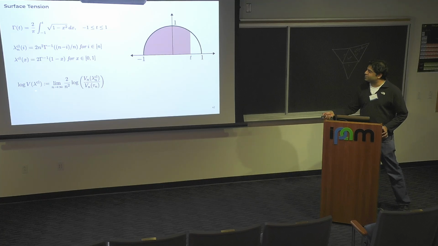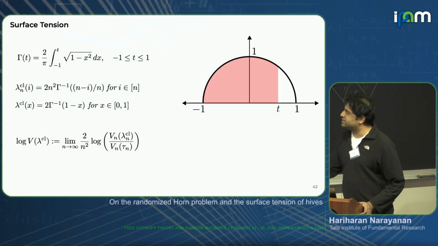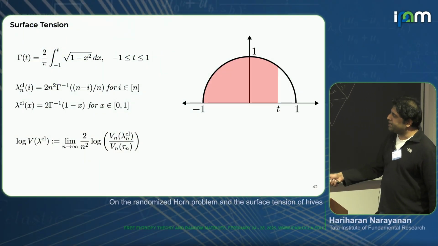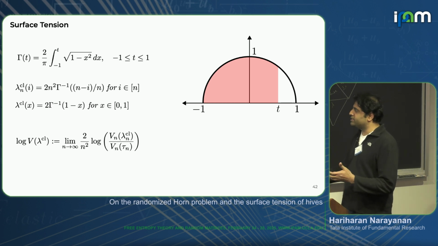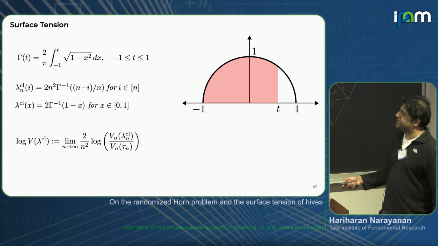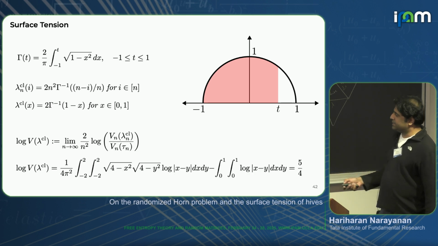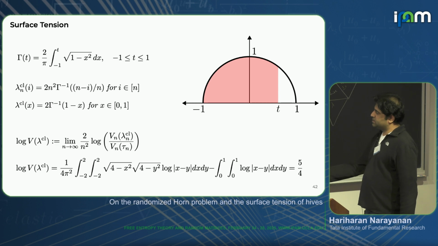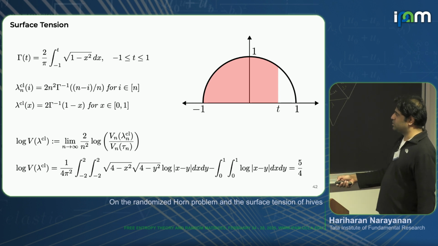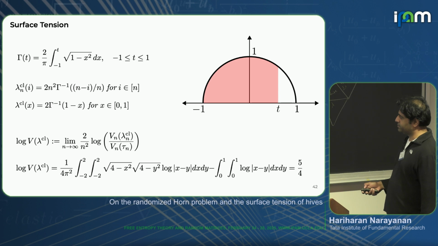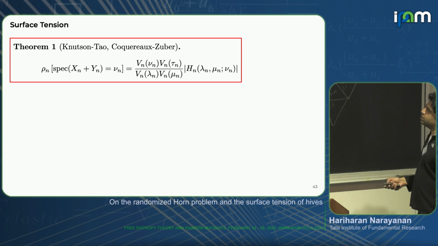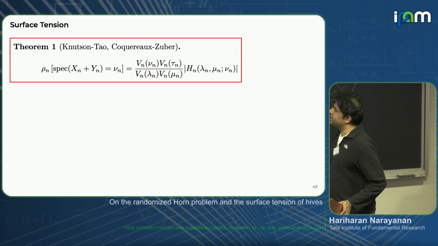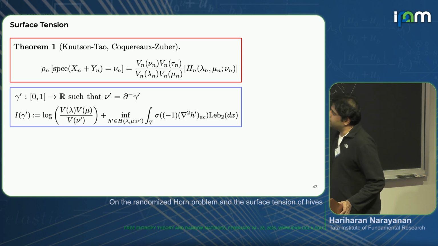So this log of V of, so I'm looking at the classical eigenvalues of a GUE now, and defining basically the analog of this Vandermonde determinant with a logarithm and normalized, and that's going to be V of lambda CL. And this is an identity that is, I guess, related to some of the things that we saw already. It's equal to 5 by 4. So repeating what Knutson, Tao, and Zuber have said in explicit forms due to Coquereaux and Zuber.